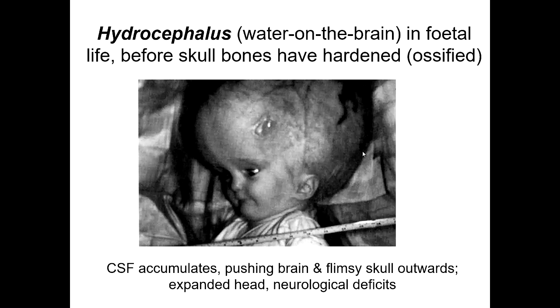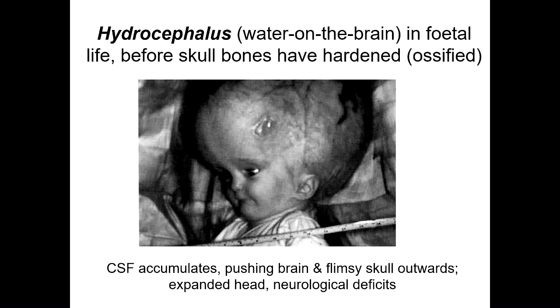And that condition, a really extreme example of which is shown here in the picture, is called hydrocephalus, which means literally water on the brain. It's a problem that occurs in fetal life when the skull bones haven't hardened or ossified, and it causes this massive expansion of the head. It pushes the brain outwards and also the flimsy skull outwards, as you can possibly guess.